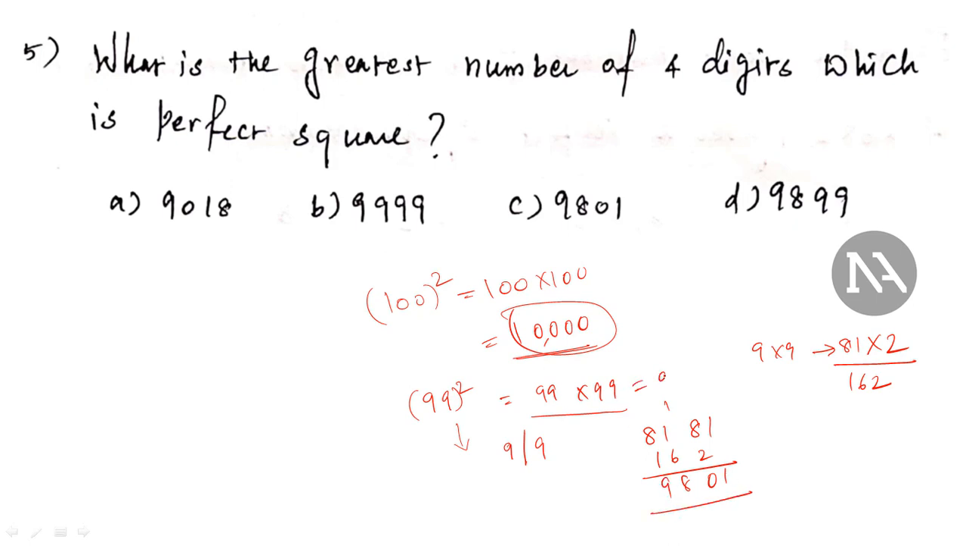So it is 7, then 8, then 9. It is 9801. So it is the greatest 4 digit number which is a perfect square, because after 99 you have the number 100, but it is giving a 5 digit number. So 99 squared is giving you the greatest 4 digit number. So it is a perfect square, right?